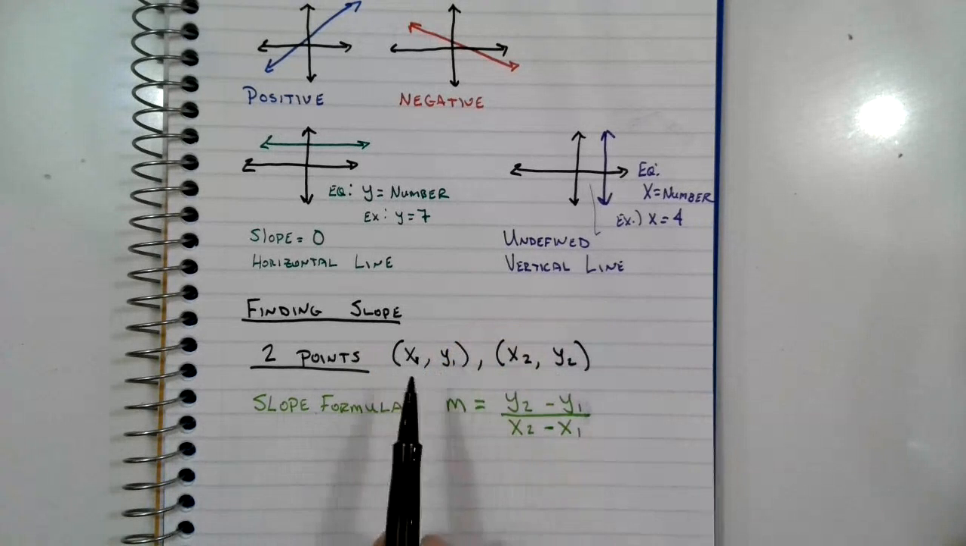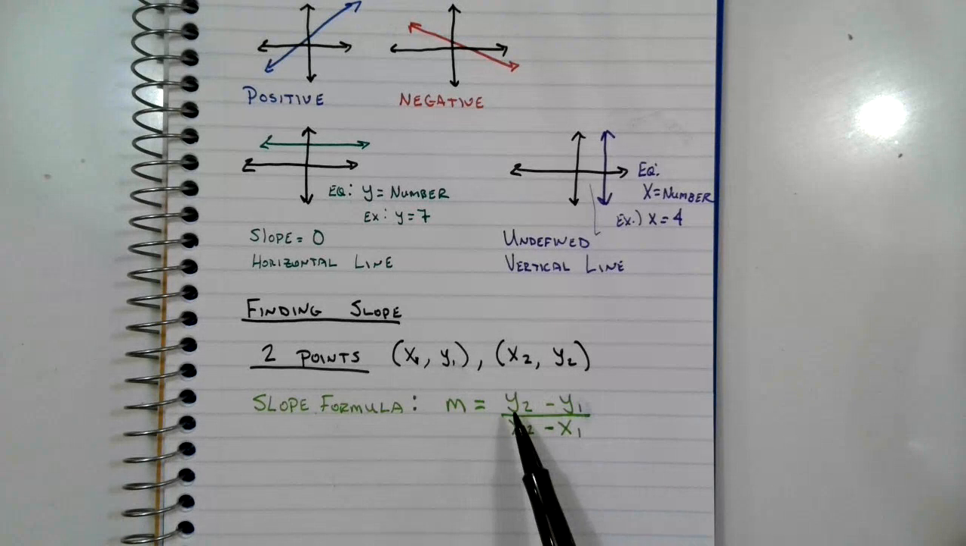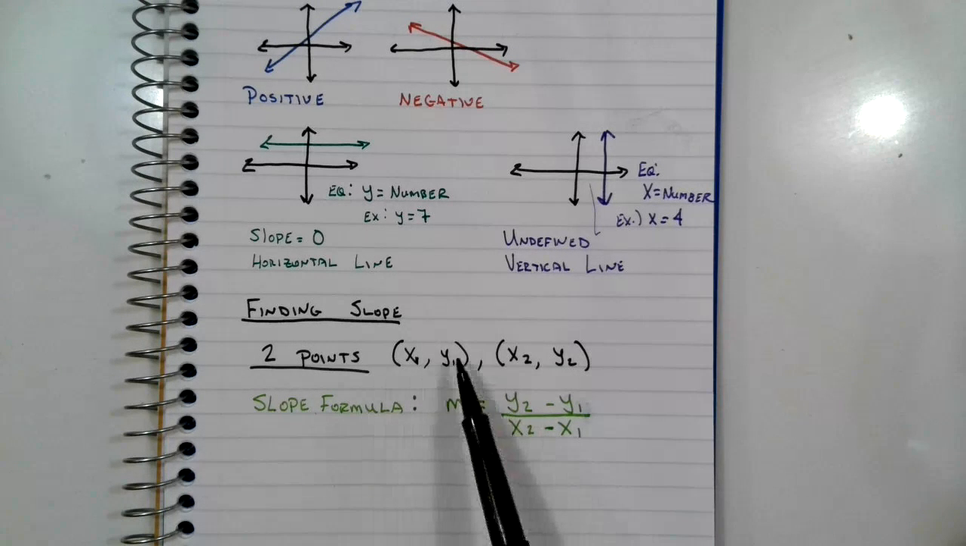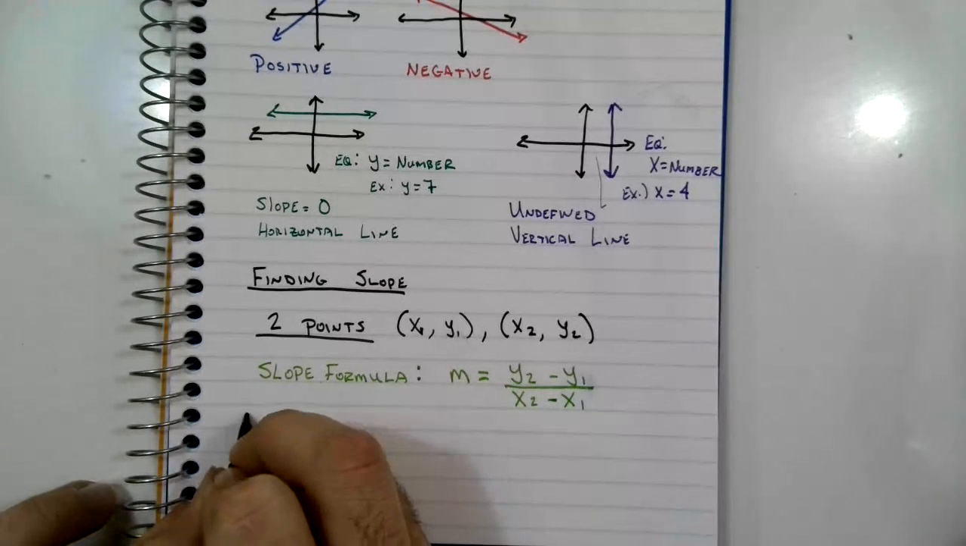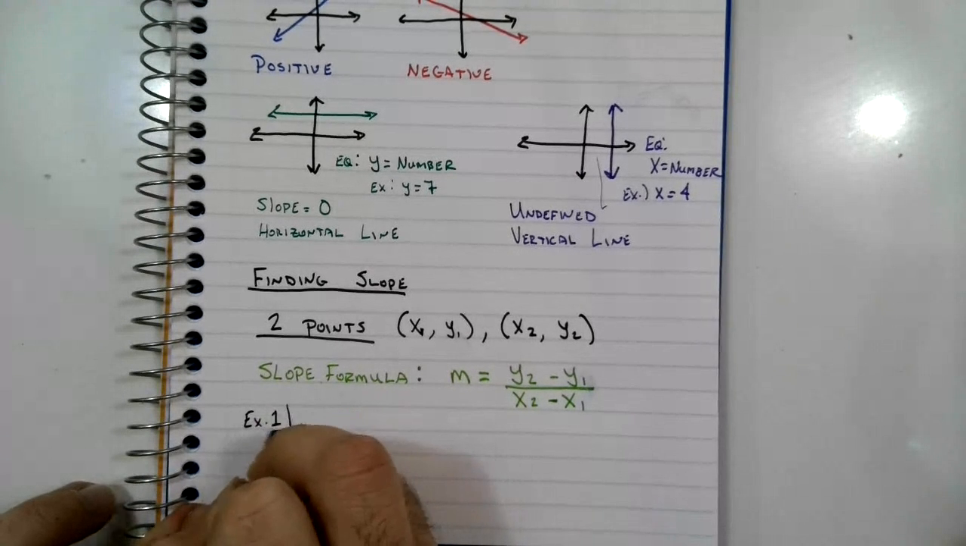And all we would do here is substitute and solve. Okay? That's it. You would just substitute. So whatever y2 is, take y2, put it here. Whatever y1 is, take y1, put it here. Whatever x2 is, put it here. And whatever x1 is, you put it here. Okay? So we'll do an example of this. All right? So we'll do an easy one. Example 1.